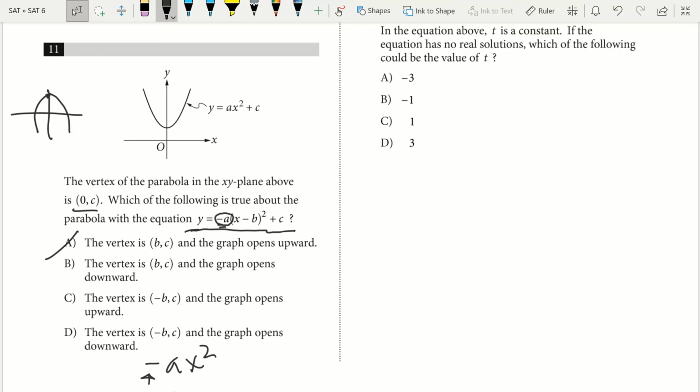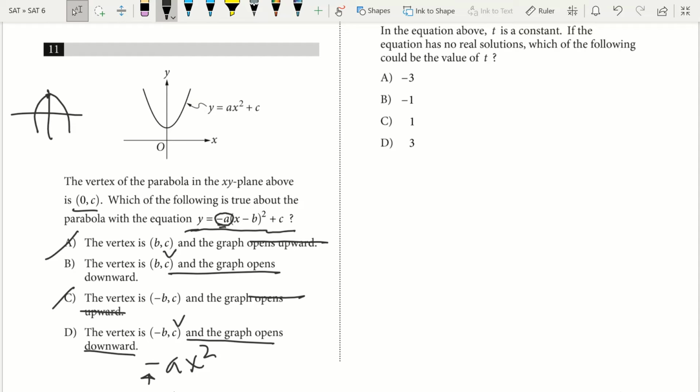So we can go ahead and get rid of all the answer choices that say open upward, like A and C. Now the only part left is the beginning of B and D. We see that they each have c as the y coordinate of the vertex, so we need to determine if the x coordinate of our vertex is b or negative b.